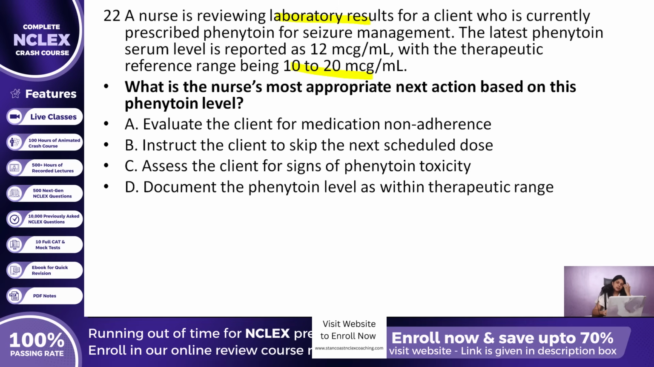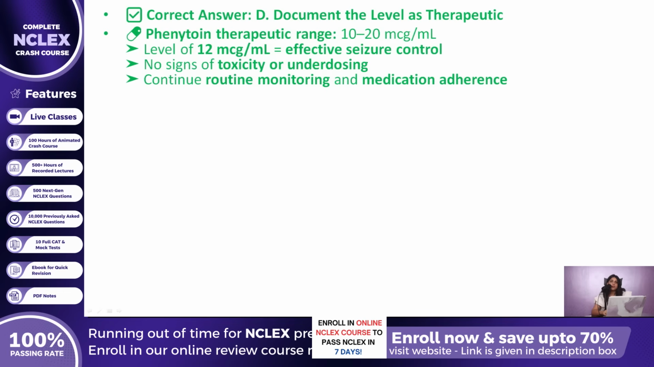The correct answer is option D, documenting the level as therapeutic, since a phenytoin level of 12 micrograms per milliliter is within the target range, indicating effective seizure control without toxicity.